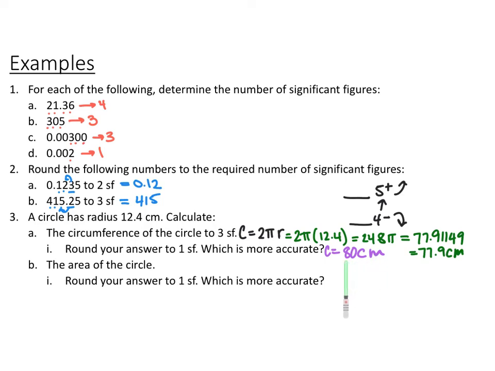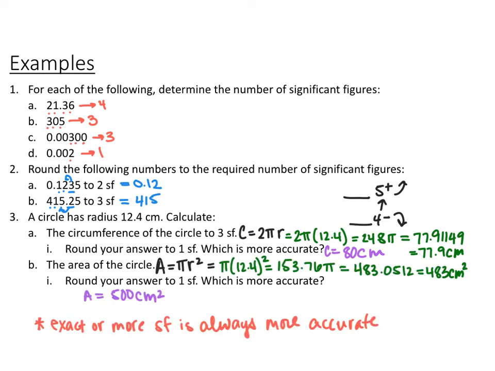Which one's more accurate? Obviously, the more significant figures, the more accurate. So 77.9 is much more accurate than 80. 24.8 pi would actually be the most exact, but the 3 significant figures is always going to be more accurate than the 1 significant figure. So if you haven't already done so, go ahead and pause the video and do the same thing for the area.